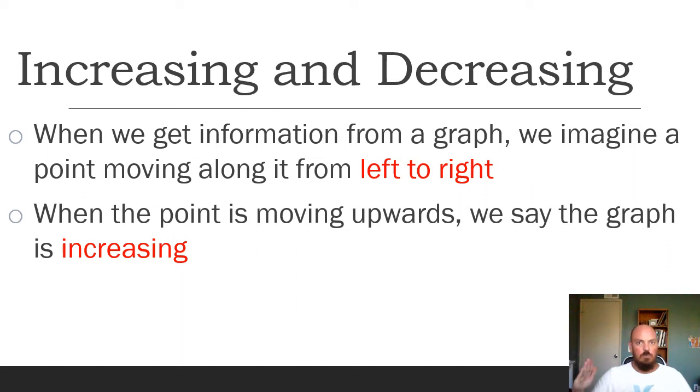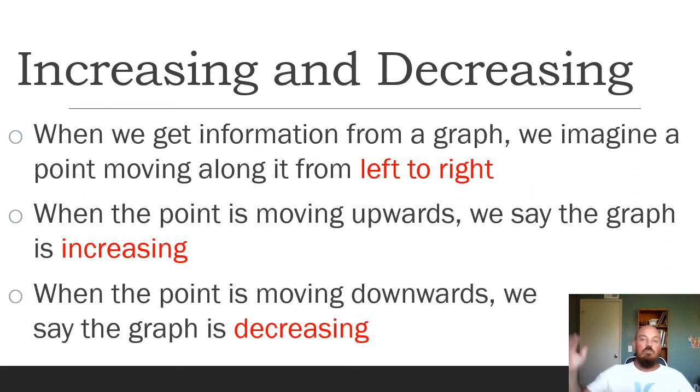That makes sense. If the point is moving up, it's getting bigger and bigger. Whenever the point is moving downwards, we say it's decreasing or getting smaller. So what we're doing is imagining a point moving from left to right. It's always left to right. And as that point moves along the graph, anytime it's moving upwards, we say the function is increasing. And anytime it's moving downwards, we say it's decreasing.